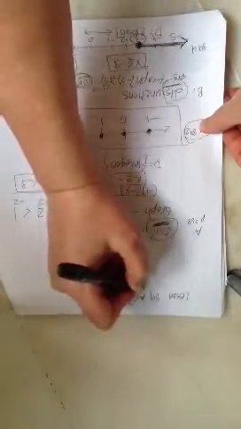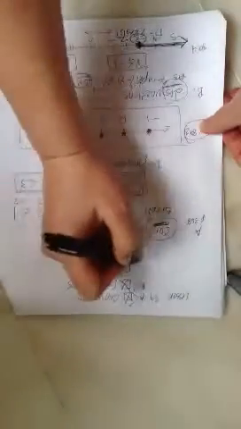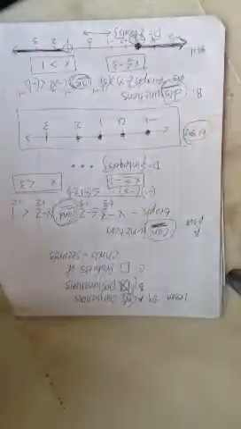Hi guys, I'm back for part C of lesson 89. You'll recall we did part A and B in our last video, conjunctions and disjunctions, and now we're ready for part C.